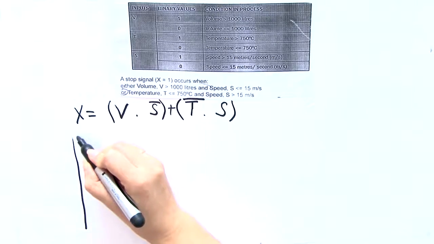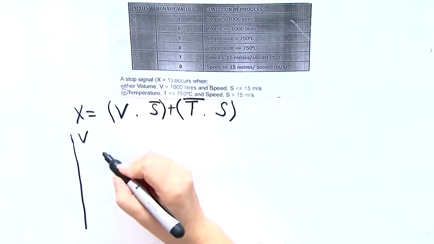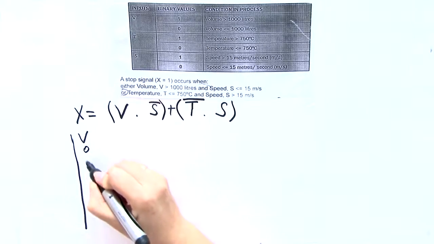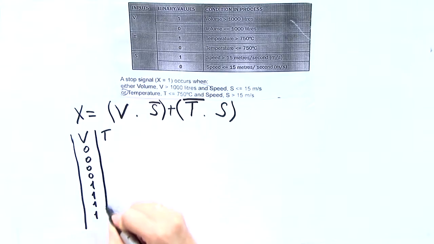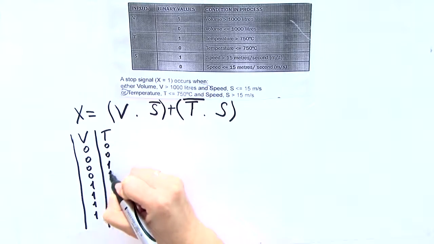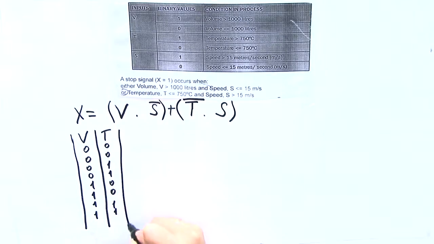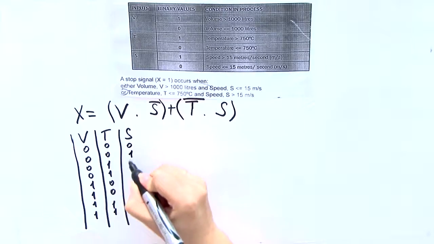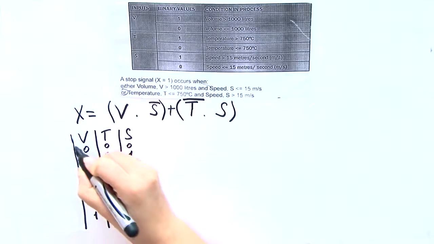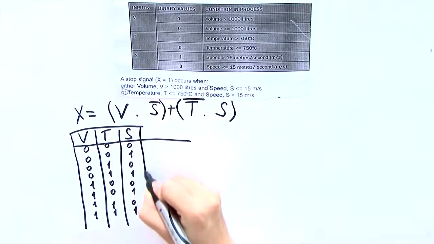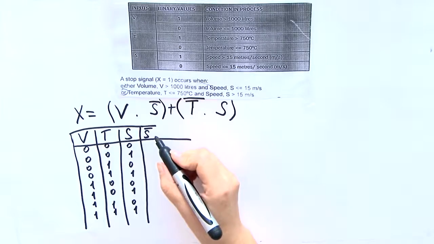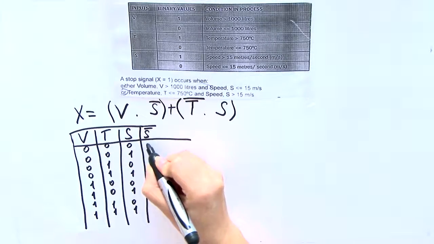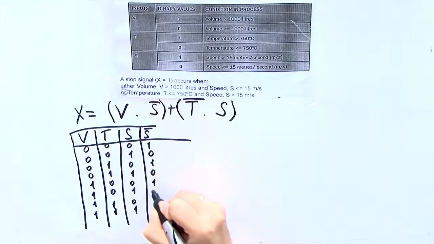For input V, we have three inputs. For three inputs, we have 8 combinations. 0, 0, 0, 0, 1, 1, 1, 1. For input T, 0, 0, 1, 1, 0, 0, 1, 1. For input S, 0, 1, 0, 1, 0, 1, 0, 1. Next logic expression, we have not S. Not S, it does mean the opposite of S: 1, 0, 1, 0, 1, 0, 1, 0.